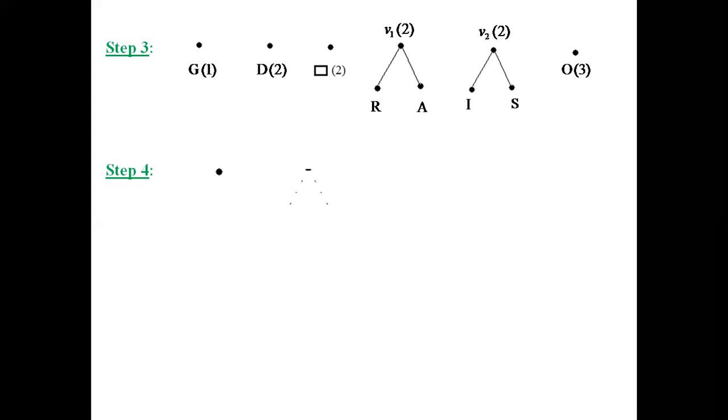Next, the minimum of the two weights is 1 and 2, that is G and D. Adding together, the new vertex weight is 3. We place that new vertex after O. You can as well place it before O, but I have placed it after O. So this is how step 4 can be written. The new vertex V3 with weight 3 is written, whose children are G and D. All the other vertices and their children remain undisturbed.